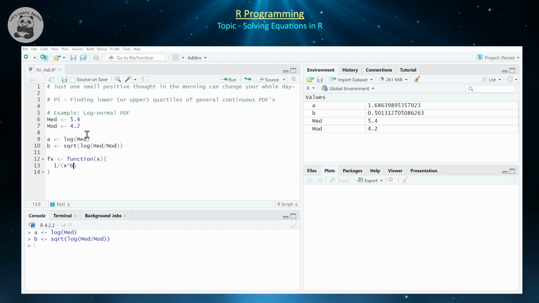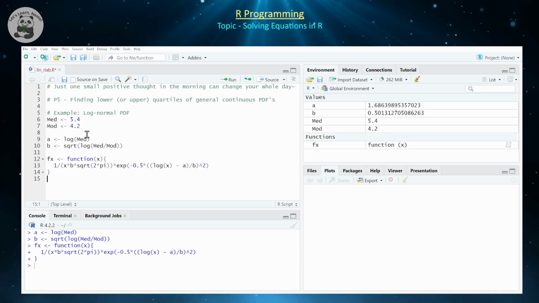1 divided by x times b times the square root of 2 times pi, close parentheses, times e to the power, so exp, of negative 0.5 times, open, natural log of x minus a over b, the quantity squared, and close, and that is going to be your probability density function for the log normal random variable x.